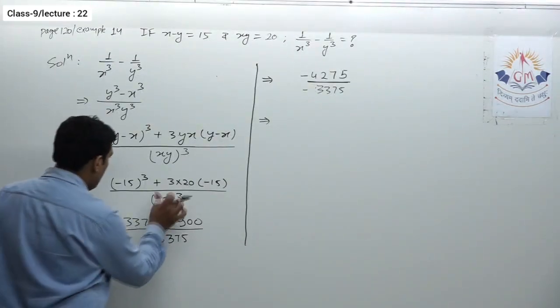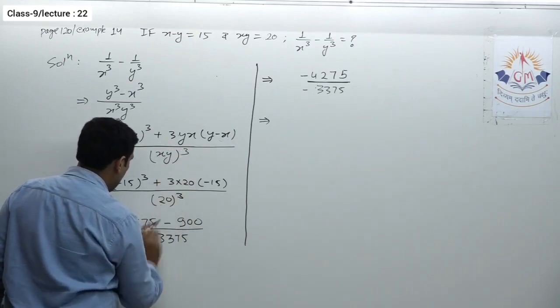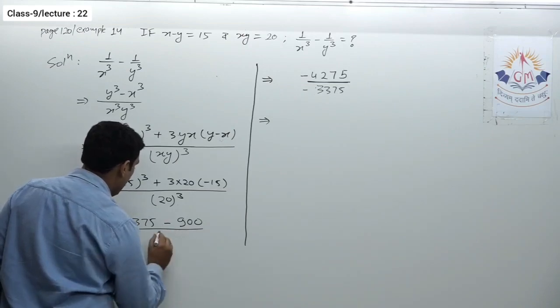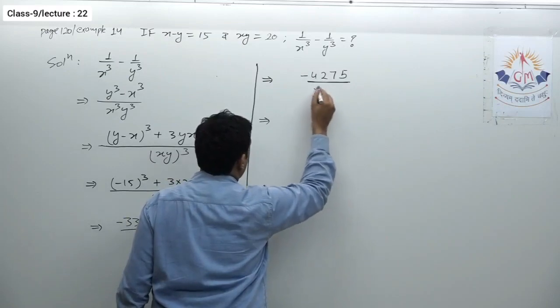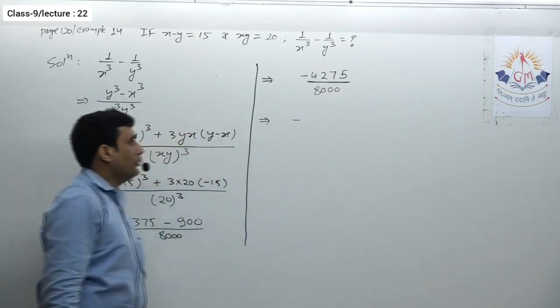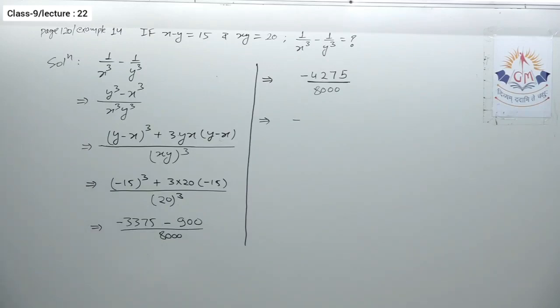See here xy is 20, so this should be 20, and here it will be 8000. Now simplify this. Definitely both are divisible by 25, so divide them to get the final answer.